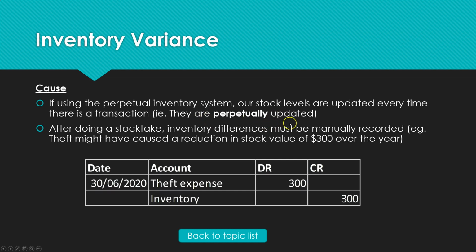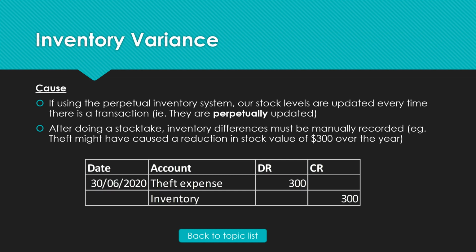They are perpetually updated. So in this example here, XYZ Pty Ltd, they use a perpetual inventory system, and they've done a stock take on the 30th of June, and they have noted that their stock value, in reality, when they counted them, is actually $300 less than what their system says. Now, theoretically, that shouldn't have happened. In the perpetual system, every time we buy and sell stock, our stock goes up or down. So it should be accurate.